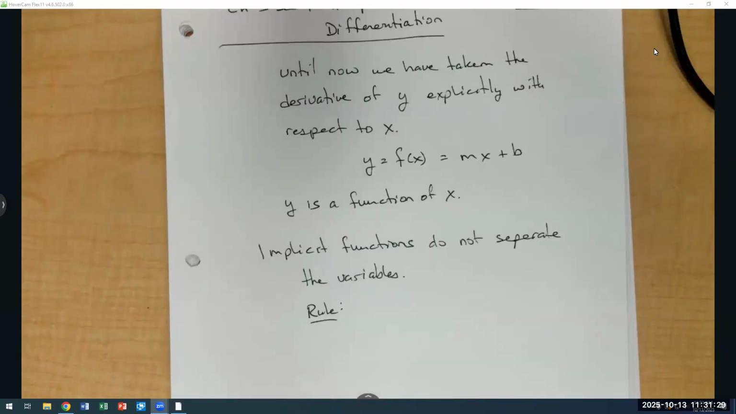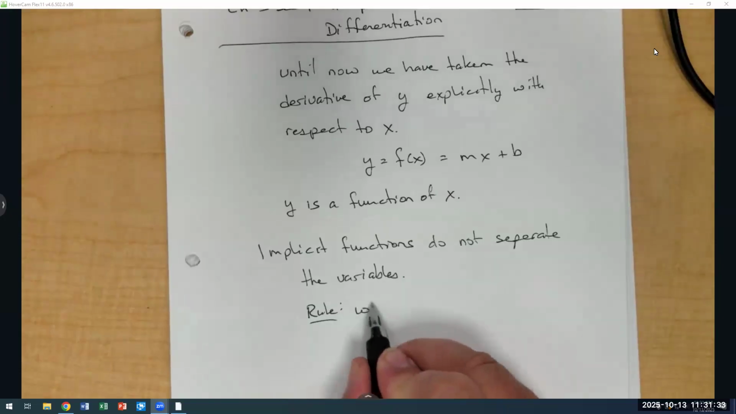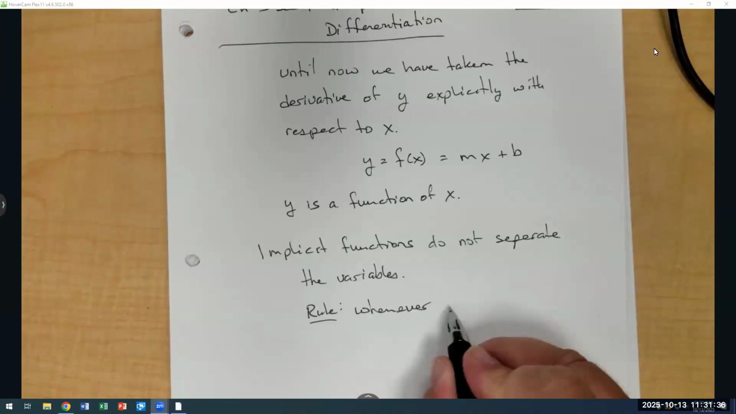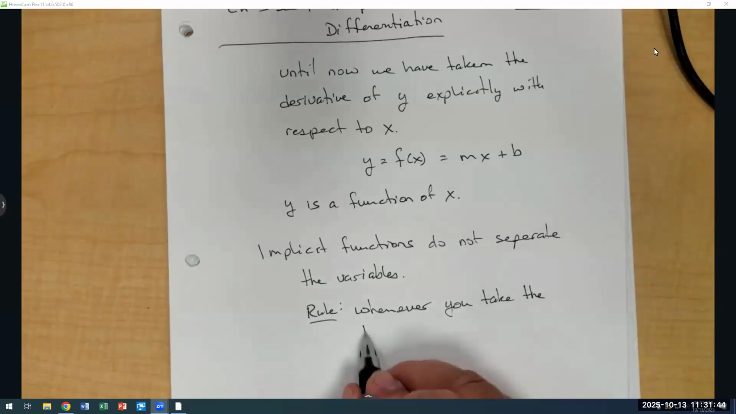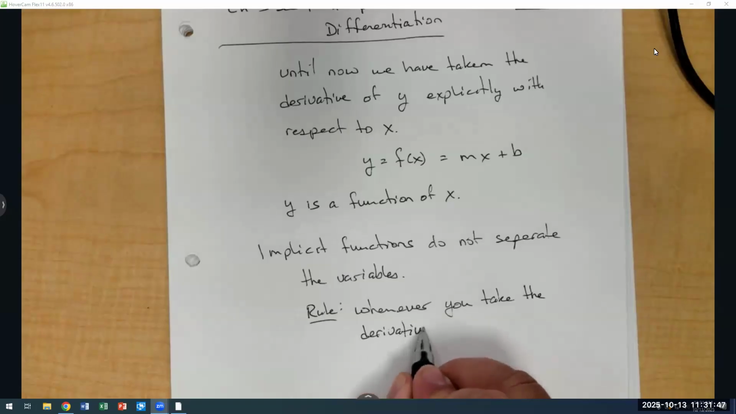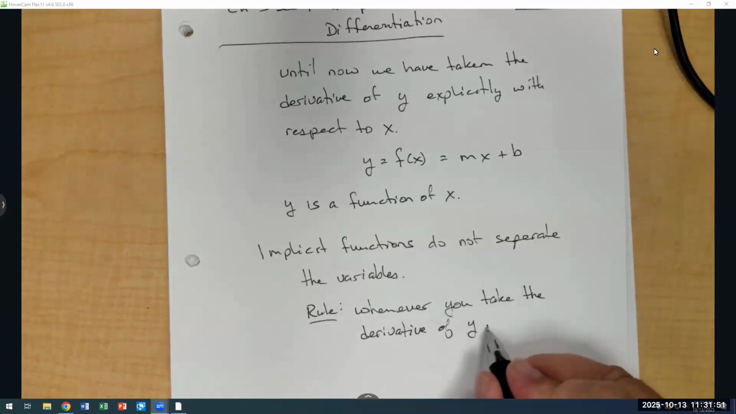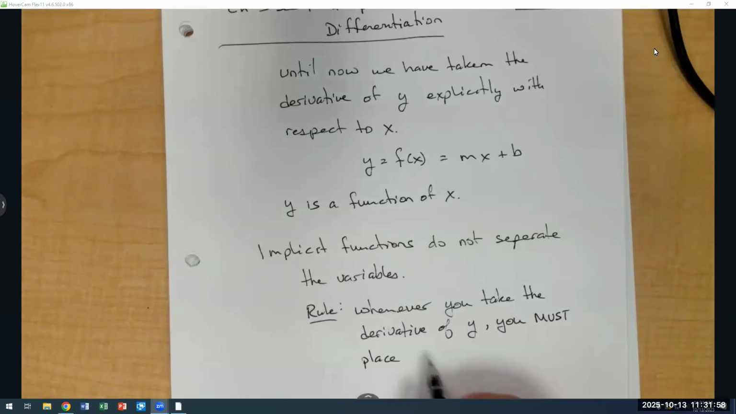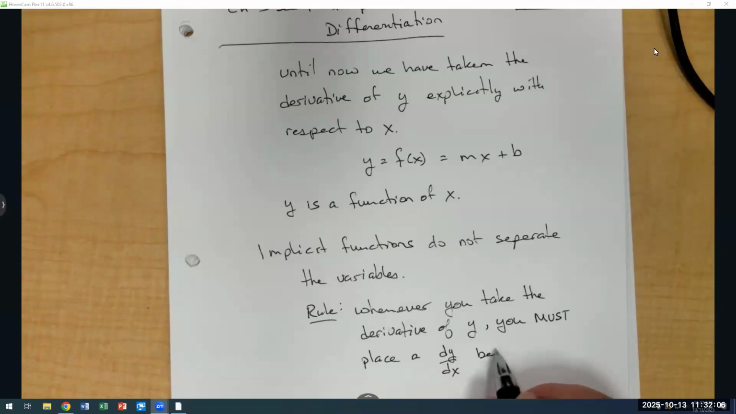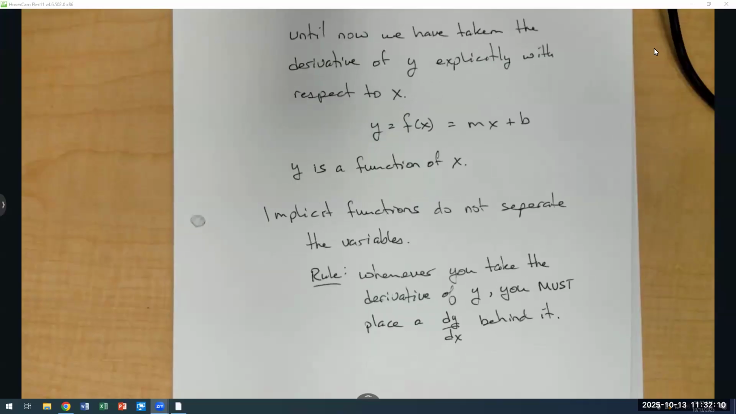Here's the only rule that we have to remember. Whenever you take the derivative of y, you must place a dy dx behind it, because y is still a function of x, but they're all going to be combined from here on out.